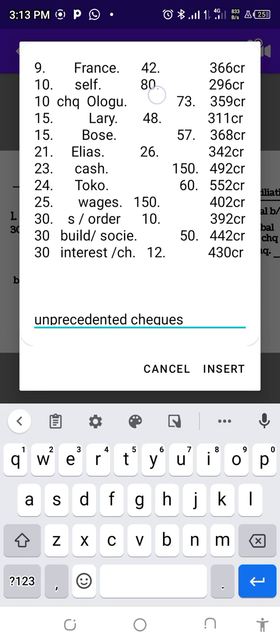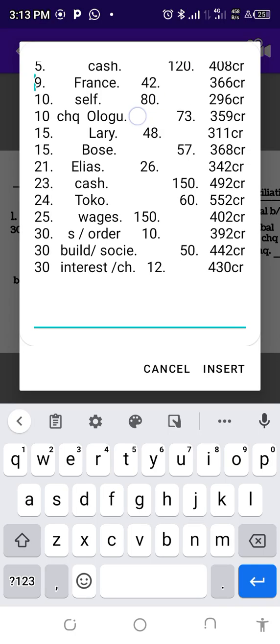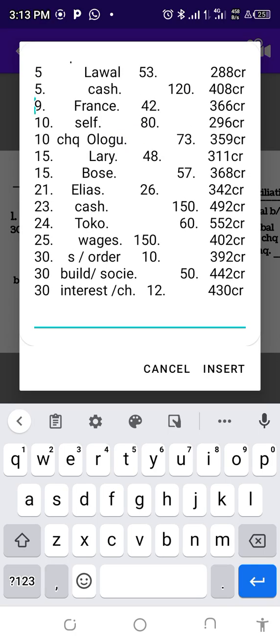I'm seeing standing order there. I'm seeing interest charged. And on the credit side, I'm seeing building society. So that is to say, we have one direct credit and two direct debits. The two direct debits are standing order 10 and interest charged. And the direct credit is building society.